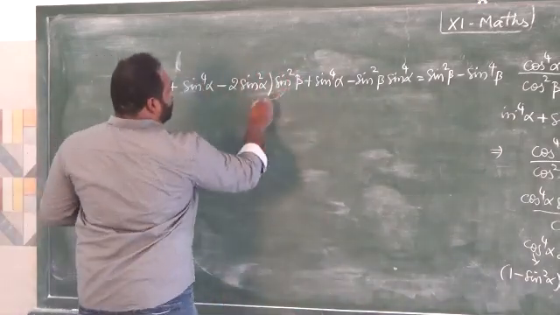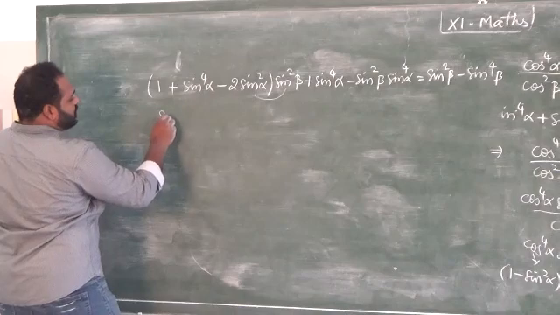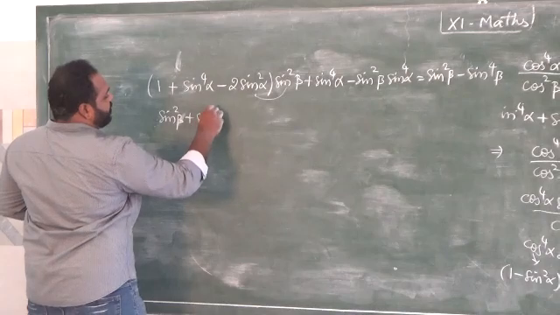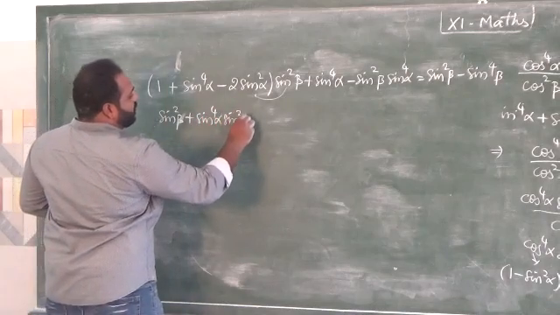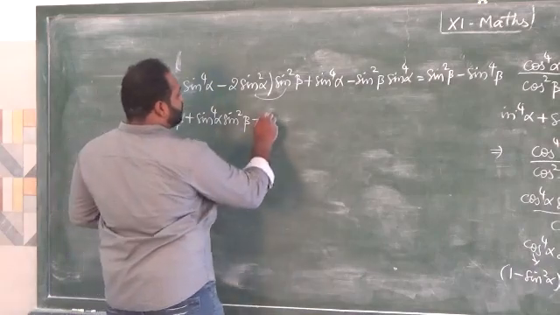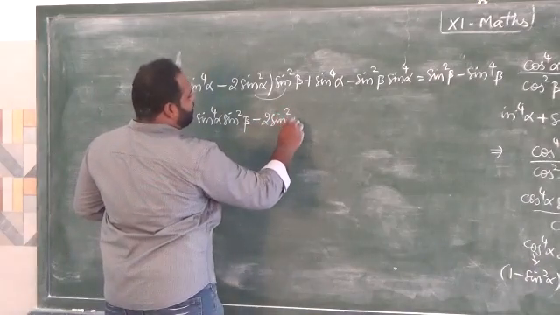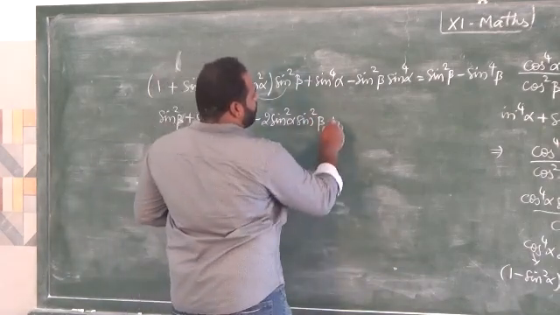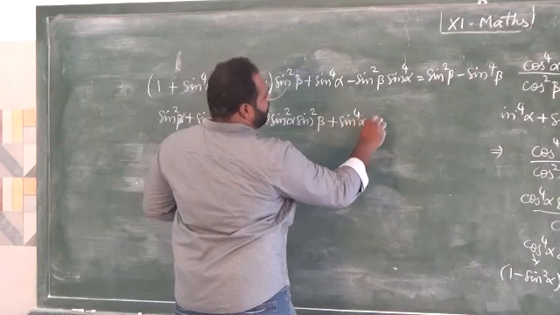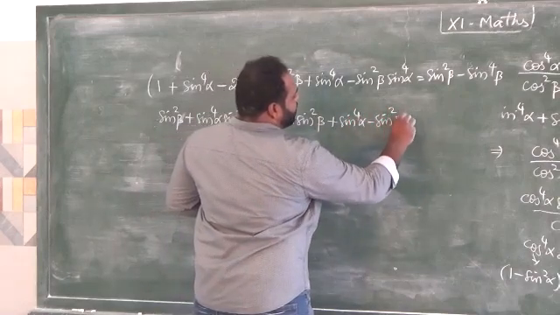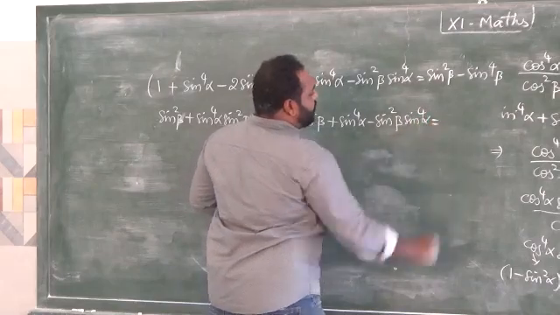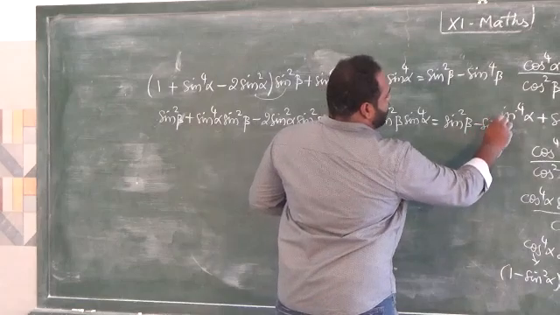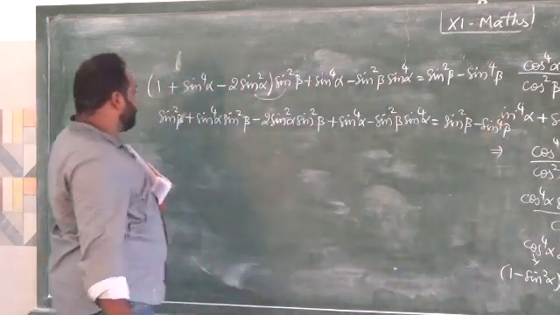Here we can do the multiplication here. 1 into sin square beta plus sin power 4 alpha sin power 2 beta minus 2 into sin square alpha sin square beta plus sin power 4 alpha minus sin power 2 beta sin power 4 alpha equal to sin square beta minus sin power 4 beta.